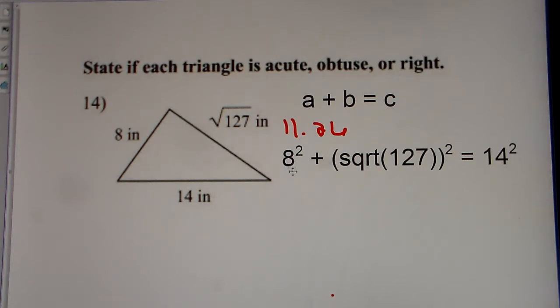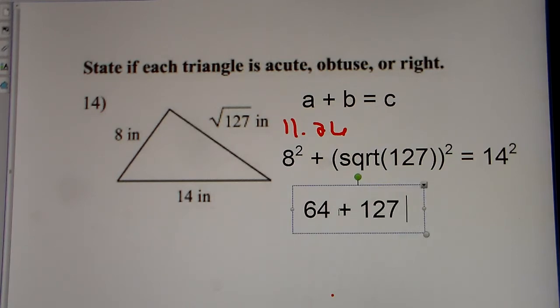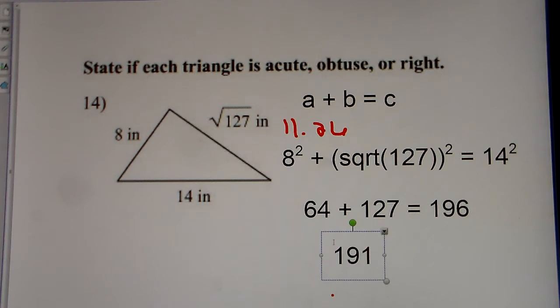Now we crunch this number out. 8 squared is 64. So we're going to have 64 plus the square root of 127 squared, which is just 127. And it's equal to 14 squared. 14 squared is 14 times 14, which is 196. 127 plus 64 gets you 191. 191 is less than 196.